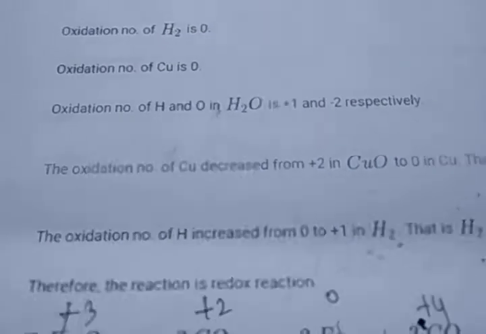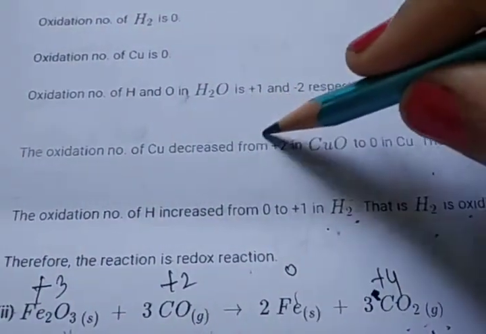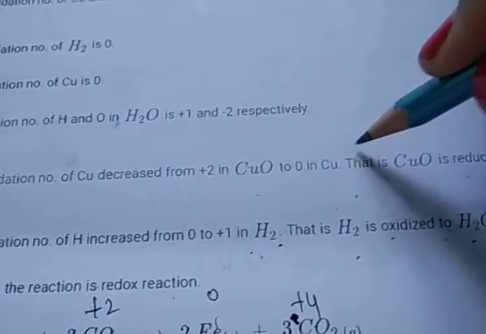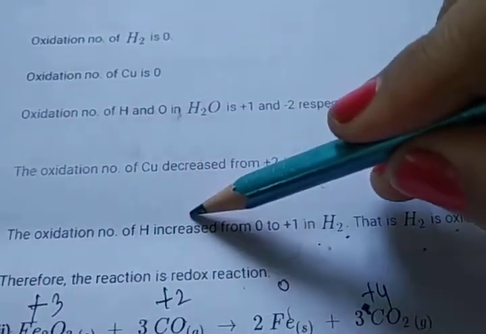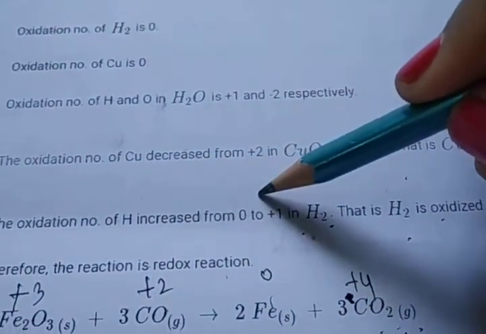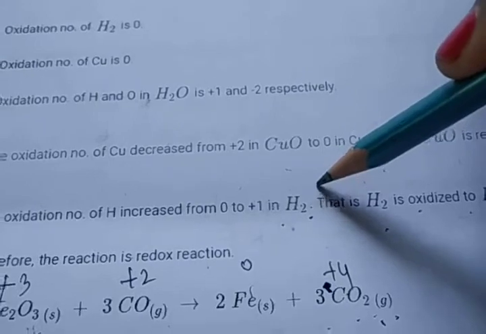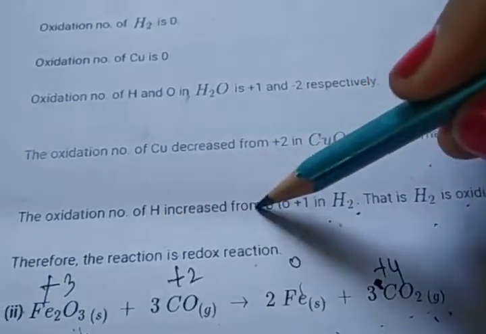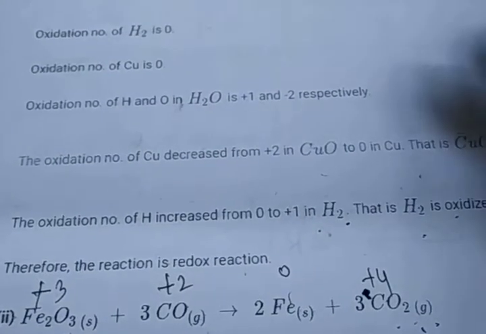So first you write it this way: the oxidation number of copper decreases from +2 in copper oxide to 0 in copper, so copper oxide is reduced to copper. And second, the oxidation number of hydrogen increases from 0 to +1, that is, H2 is oxidized to water. So therefore the reaction is a redox reaction.